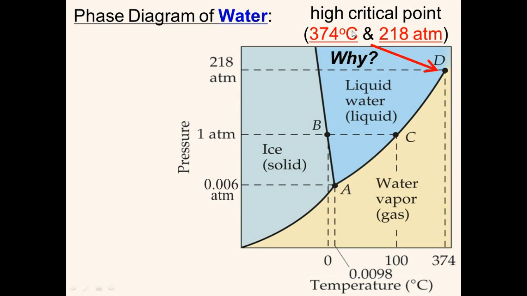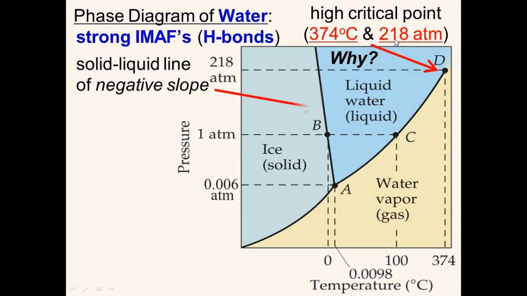And also, the reason why this happens is because of the strong IMFs. So if you ever think of chemical properties of water, just always think of strong IMFs. IMFs do a lot for water. That's what makes it so unique. And the IMFs pretty much hold the water together, and so that's why it can stand such a high temperature and then the pressure.